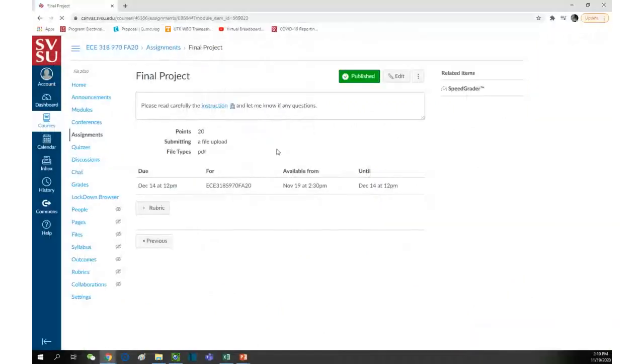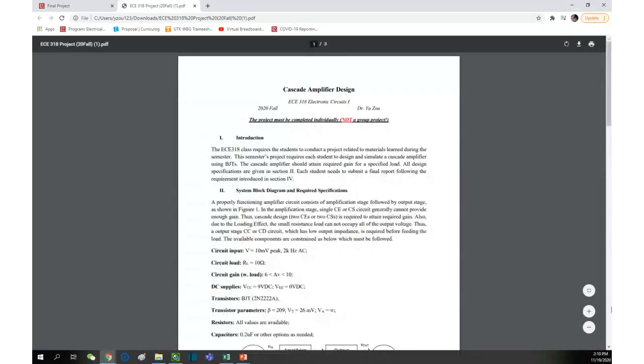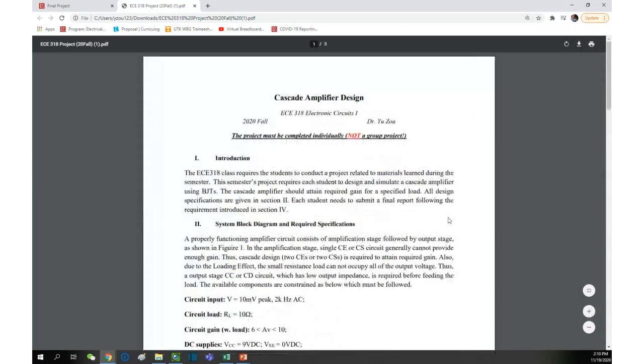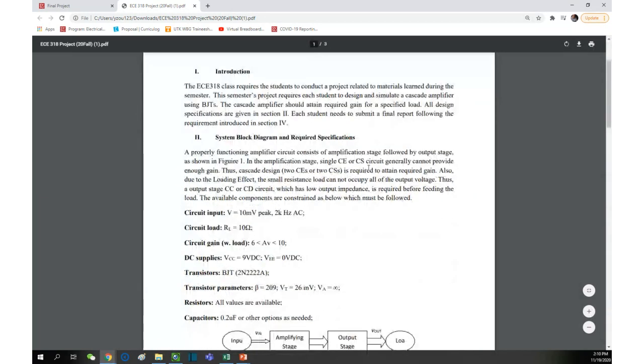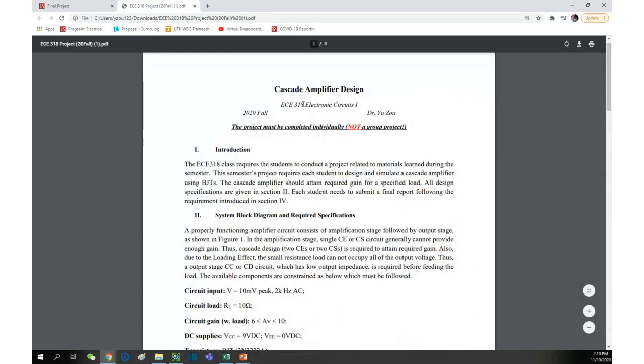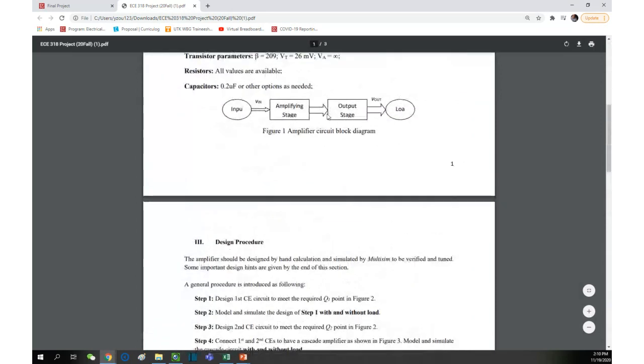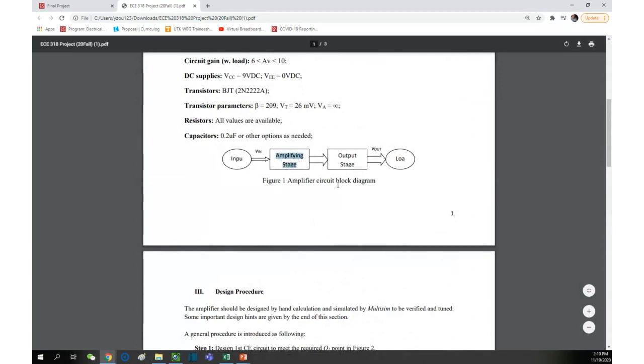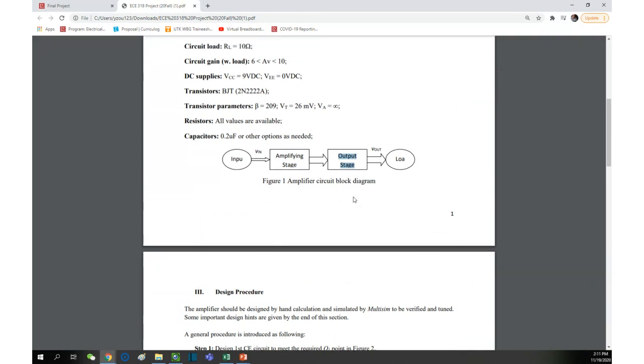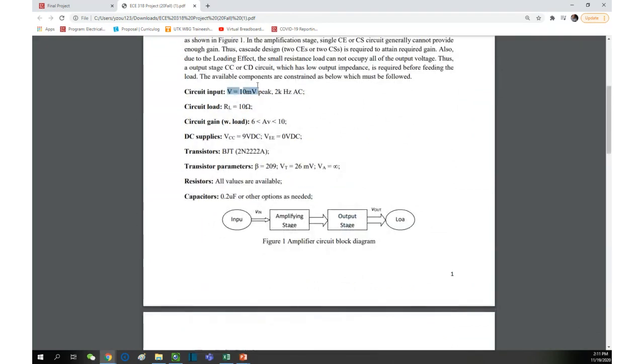Like I said, it should be available in the Canvas in 10 minutes. It's designing an amplifier, designing a cascade amplifier. So as I said, 2 stages. The first one is the amplifying stage. Second is the output stage. And here is specifying the input signal. Input signal is specified as 10 millivolts peak voltage, 2 kilohertz AC. A very small AC input. Makes sense. We're expecting to see amplified output, right?